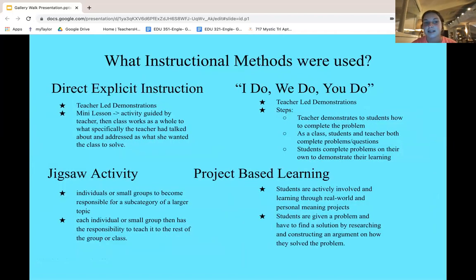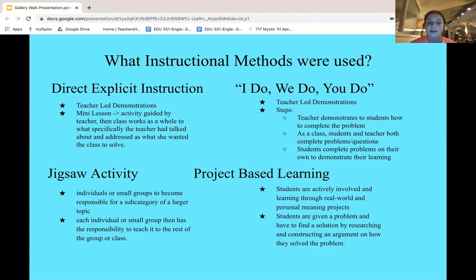So the instructional methods that I used was direct explicit instruction, where I led the demonstrations, where it was a mini lesson guided by the teacher and then the class worked as a whole. And then I did an I do, we do, you do, which was also teacher led. So I demonstrated to students how to complete the problem. Then as a class, we both completed problems together, discussing with each other why we thought one answer was right, one answer wasn't. And then students completed their problems on their own to demonstrate their learning.